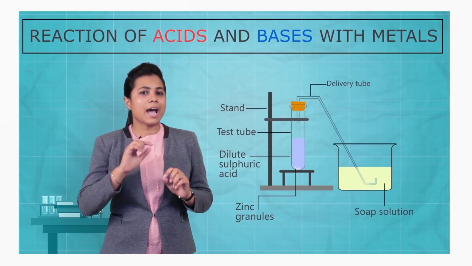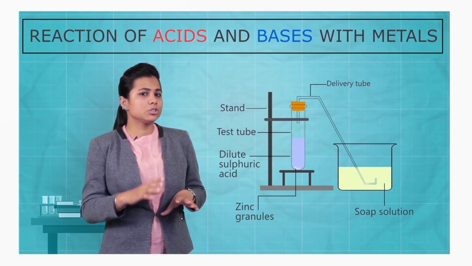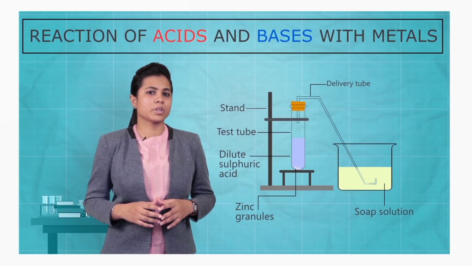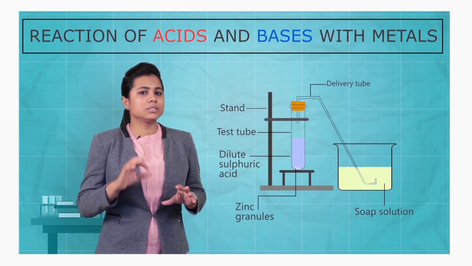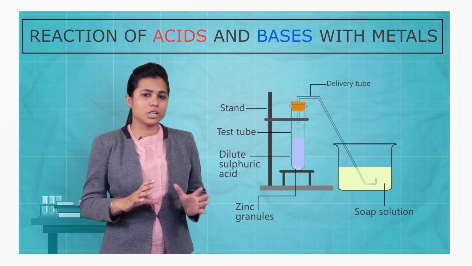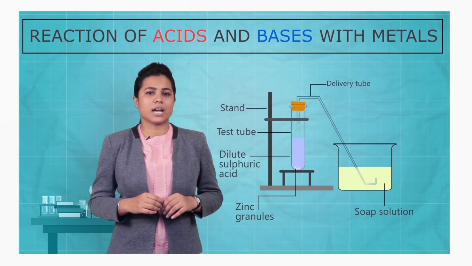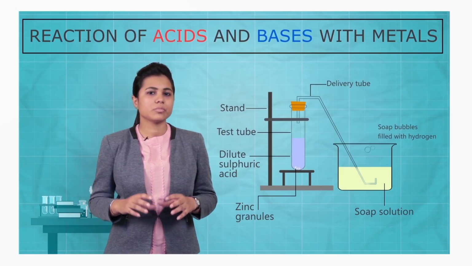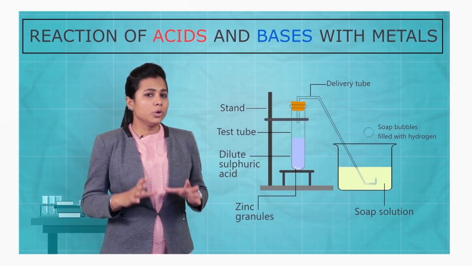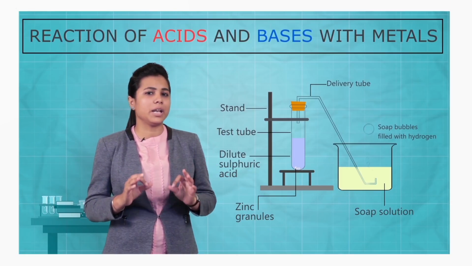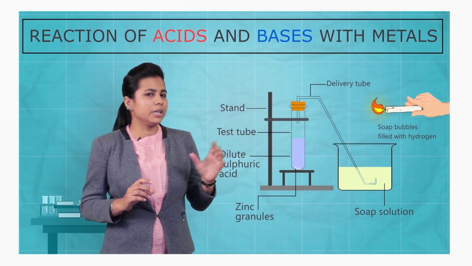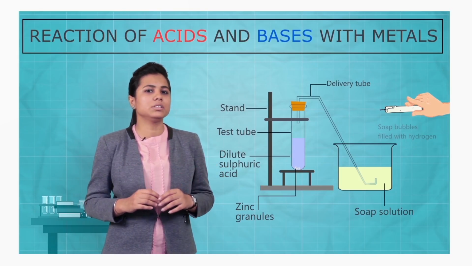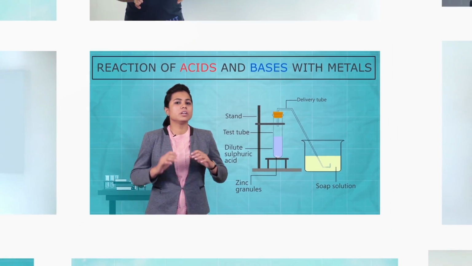Now this cork has a delivery tube which gets immersed into the glass bowl which consists of a soap solution. Now when the zinc granules are put into the dilute sulfuric acid test tube, the reaction starts and you will see bubbles evolving in the soap solution. Now why is it so? You have to find out by performing a simple exercise, which is bringing a burning candle. As soon as you bring the burning candle near the bubbles, the candle will extinguish.